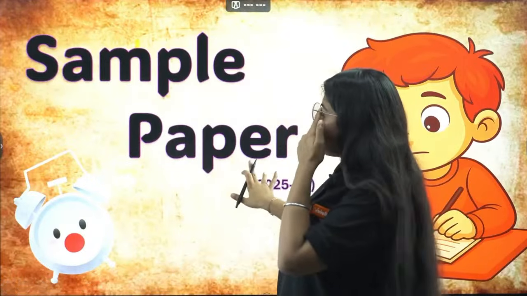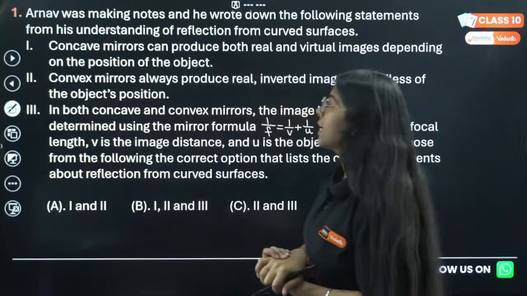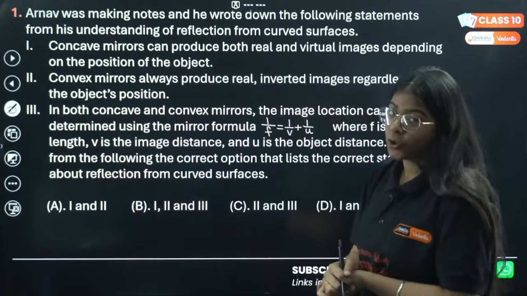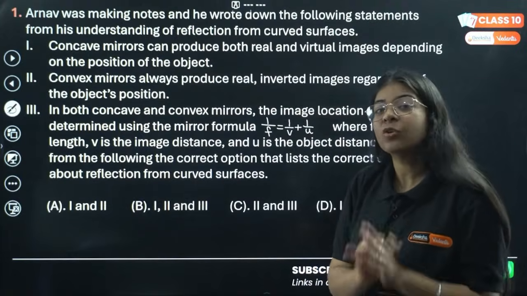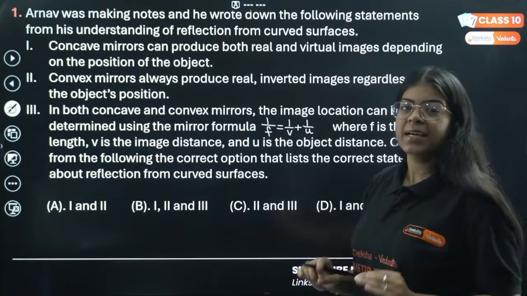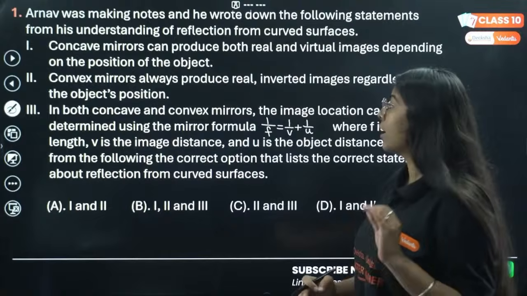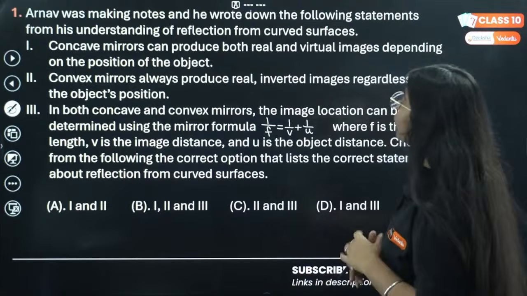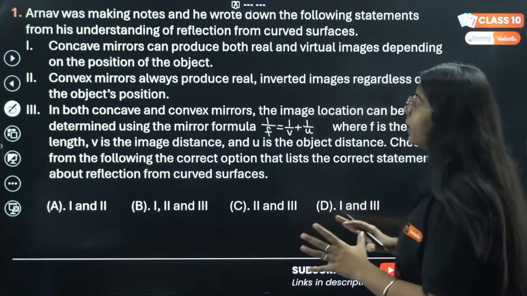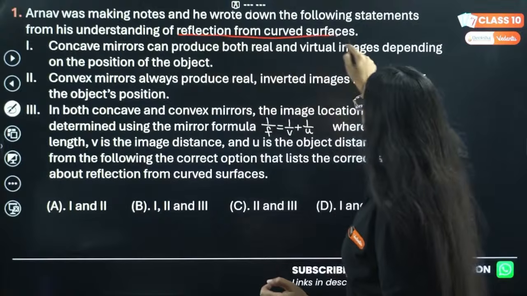Let's start our solutions. Okay, the first question says Arnav was making notes. Now read it carefully. It might take you 10 seconds more, but I'm saying again and again, read the questions very carefully and calmly while you are attempting your question, okay? So Arnav was making notes and he wrote down the following statements. What did he write down? From his understanding of reflection from curved surfaces.